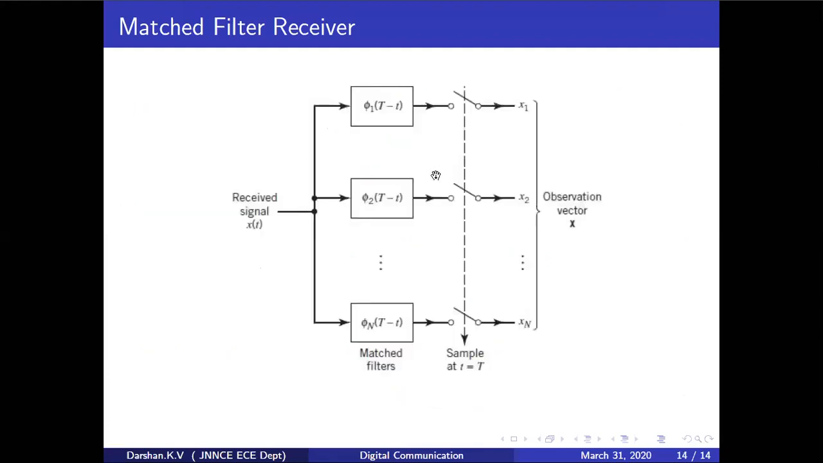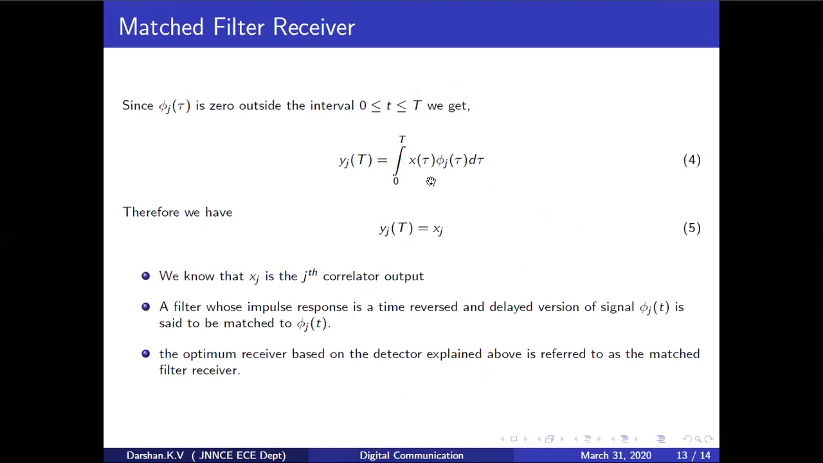Now if you observe this, what is this? If you come to the block diagram, the signal is there. You have passed the signal through the filter. The filter output has been sampled, and the output sample has been written as the elements of the vector x. Now let us see. If you carefully observe this definition, you must have read it as the integral from 0 to T of x of t into phi j of t dt.